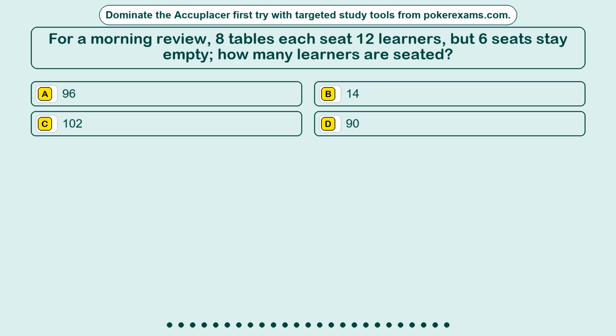Question 1. For a morning review, 8 tables each seat 12 learners, but 6 seats stay empty. How many learners are seated? Option A, 96. Option B, 14. Option C, 102. Option D, 90.